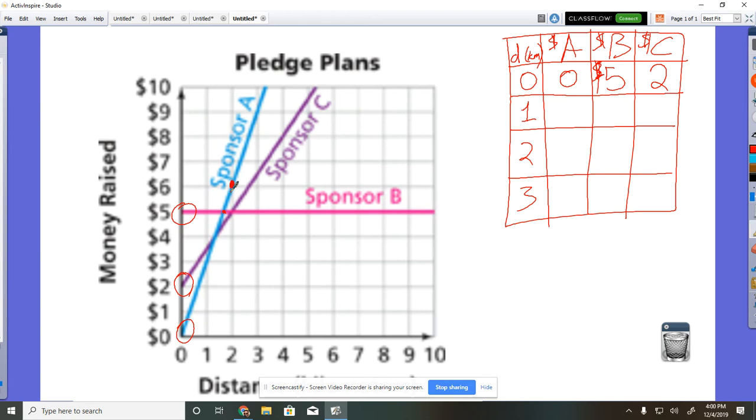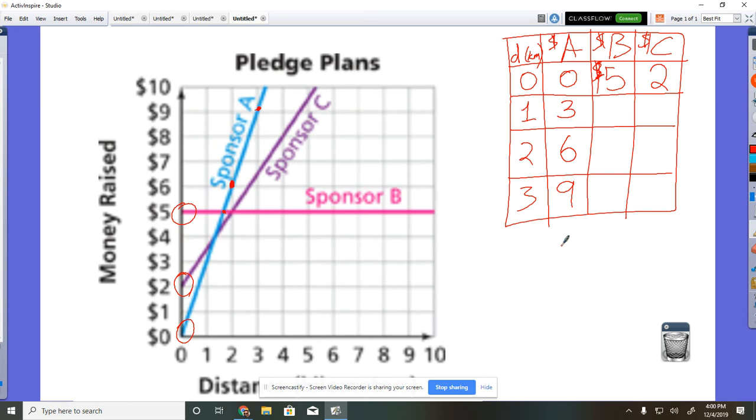So why is that important? After 2 kilometers, we're at $6, because our understanding of ratios allows us to say, if 2 kilometers is 6, 1 kilometer must be 3, because we're going to divide both of these in half. 2 divided by 2 gives us 1, and 6 divided by 2 gives us 3. Let's test that. If this is true, then at 3 kilometers, we should be at 9. Going up till I hit sponsor A, that looks like $9 to me. Go ahead and verify that in your book. So A's rate is going to be $3 per kilometer.